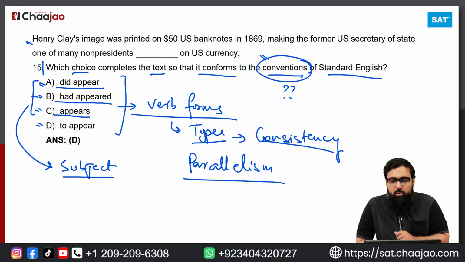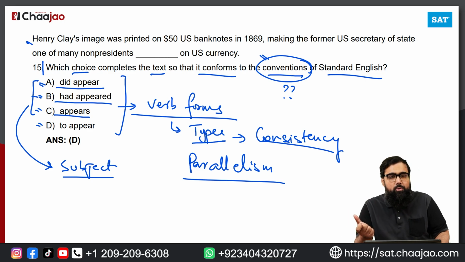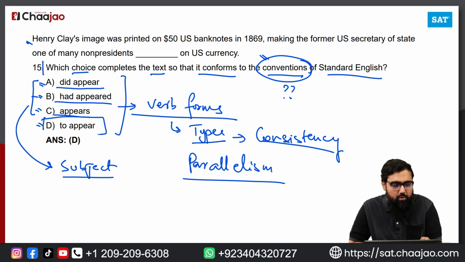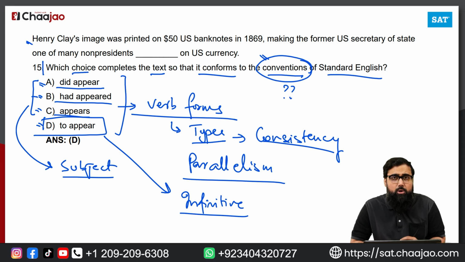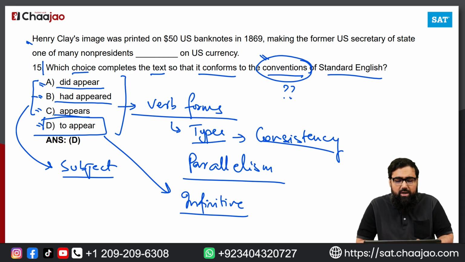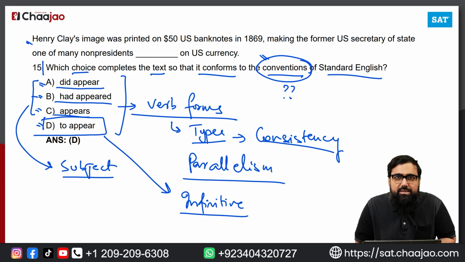So, if you look at the sentence, it says making the former US Secretary of State one of the many non-presidents blank on the US currency. So, you have to have an infinitive over here. That is why the best answer over here will be option D. That is something we have to take into account, and this is something that students tend to forget as well, because we are not sure which of the tenses we are going to have.